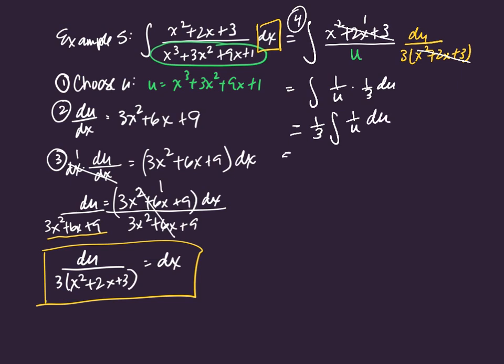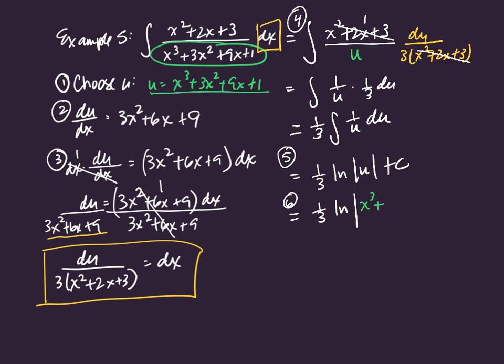So we're ready for step 5, which is integrate. The antiderivative, or the integral of 1 over u du, is ln of u. And then last but not least, we substitute back again. What was u? x cubed plus 3x squared plus 9x plus 1 plus c. Okay.